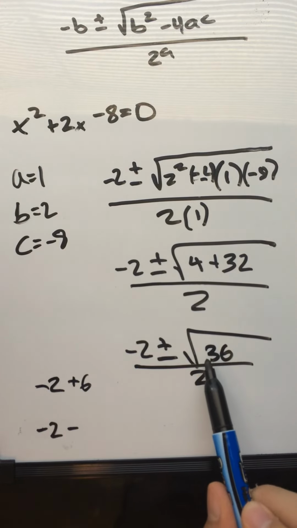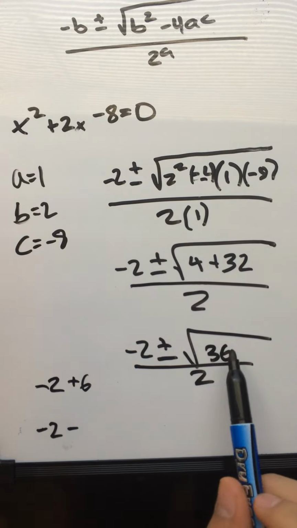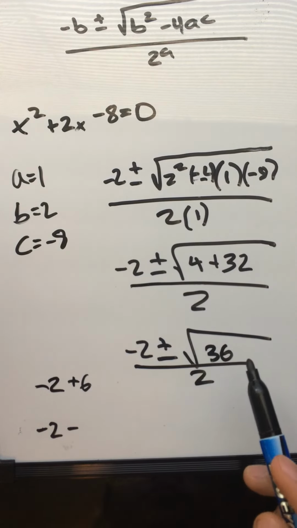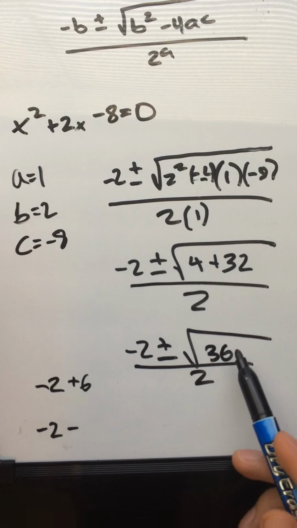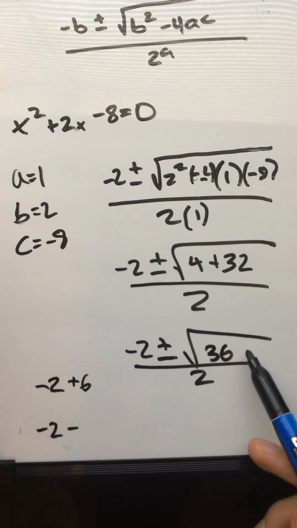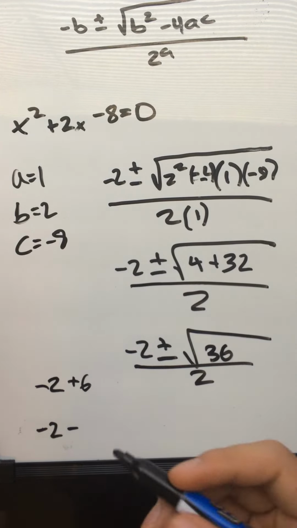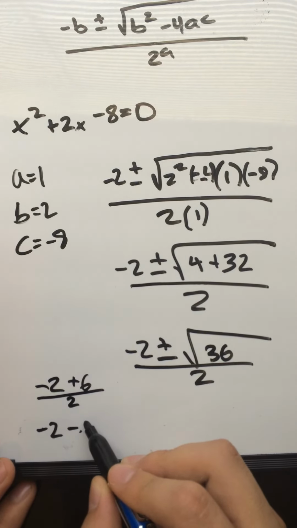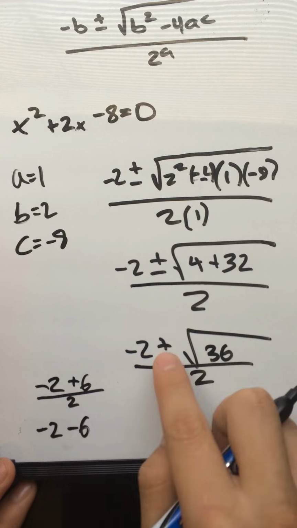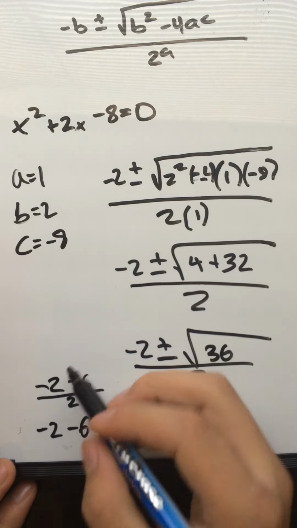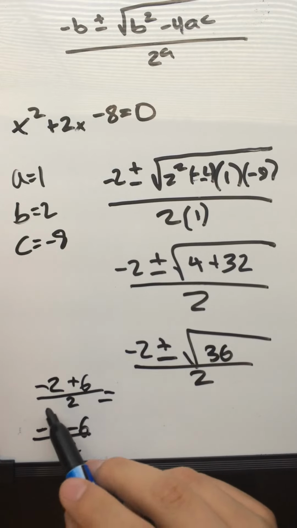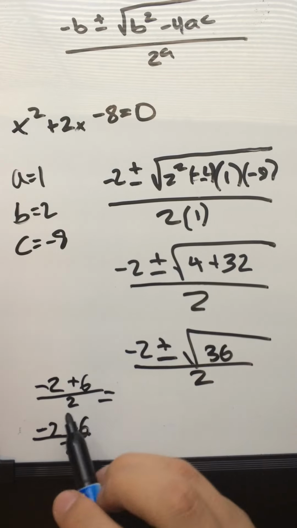Sometimes the number here won't be a perfect square, so you won't be able to get the square root. So what you do there is you just leave it like that. You don't do anything to it, but here you can get the square root of 36. So you keep going, all divided by 2, and we have plus and minus. That's why I'm using those two.